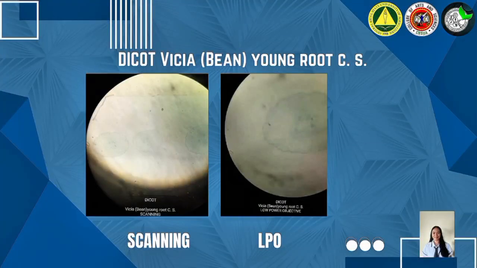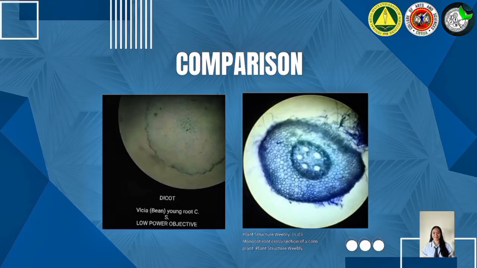As we compare both images, they show a young plant root with the same basic structure, like epidermis and central vascular tissues. They are visible under the low power.